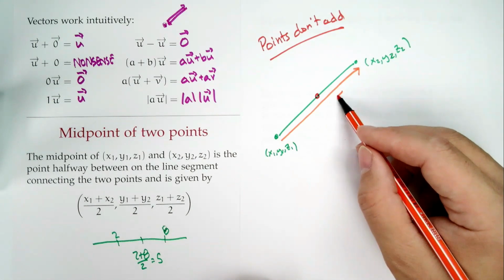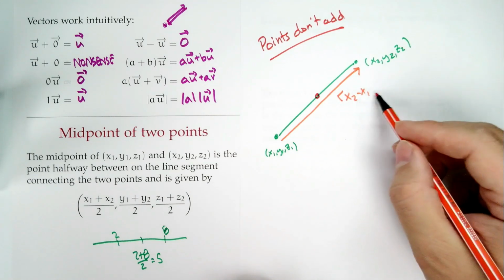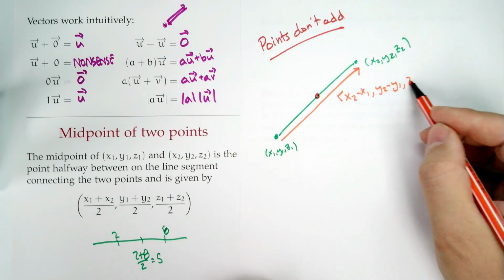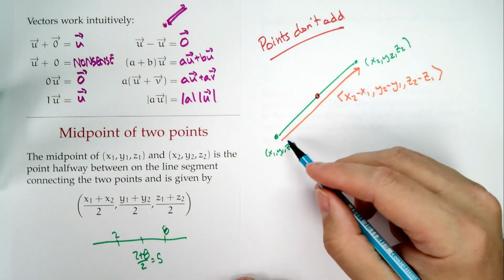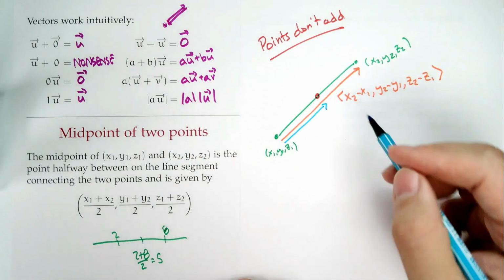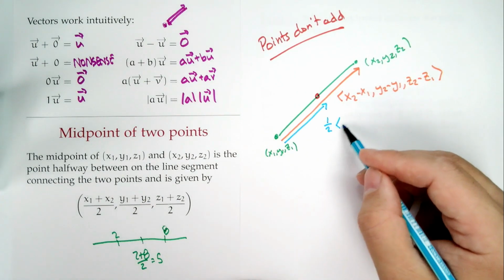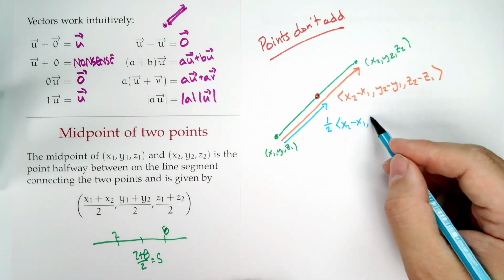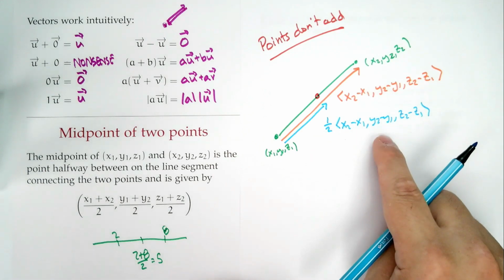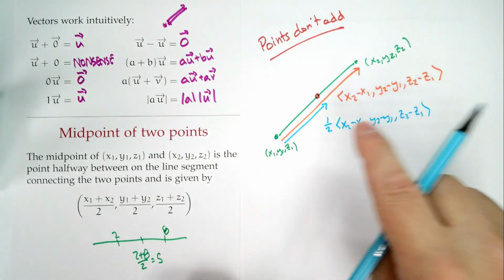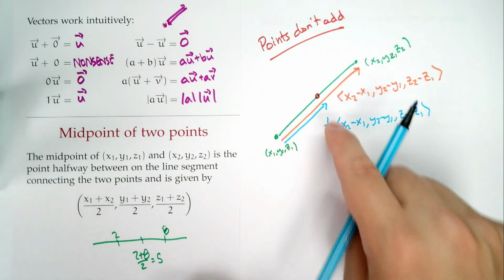So that would be the vector x2 minus x1, y2 minus y1, z2 minus z1. Now, I want a vector that goes to the halfway point. The vector that goes to the halfway point would be the vector that only goes half as far. So that vector would look something like this: half of x2 minus x1, y2 minus y1, z2 minus z1. So half as far. Now I have a vector that gets me from that point to my midpoint.